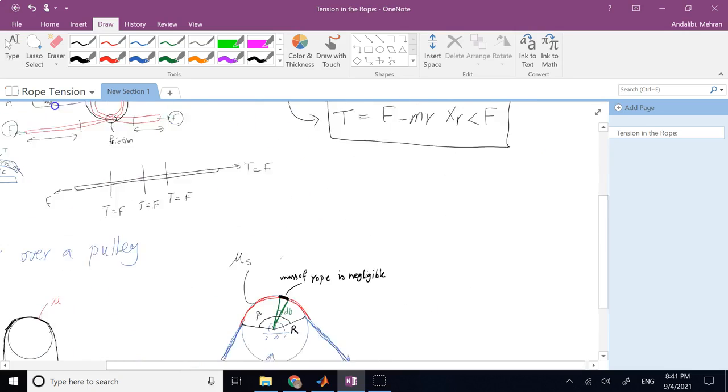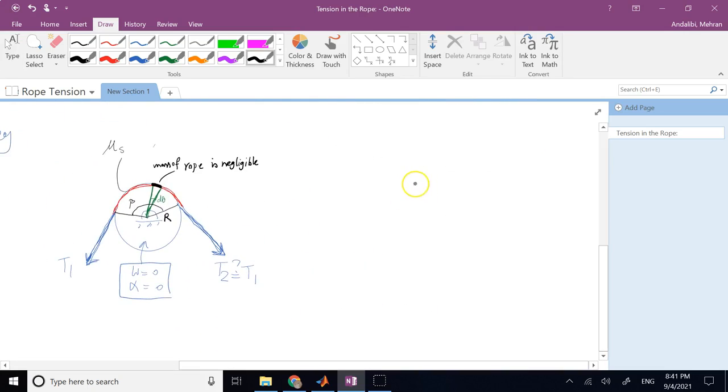So if I draw the free body diagram for that portion of the rope, what do I get? So it looks like this. And there will be two tension components acting on it. One of them would look like this. The other one would look like that. This part I can call T. This part I can call T plus dT. So here we'll see that the tension on the two sides should not be the same.